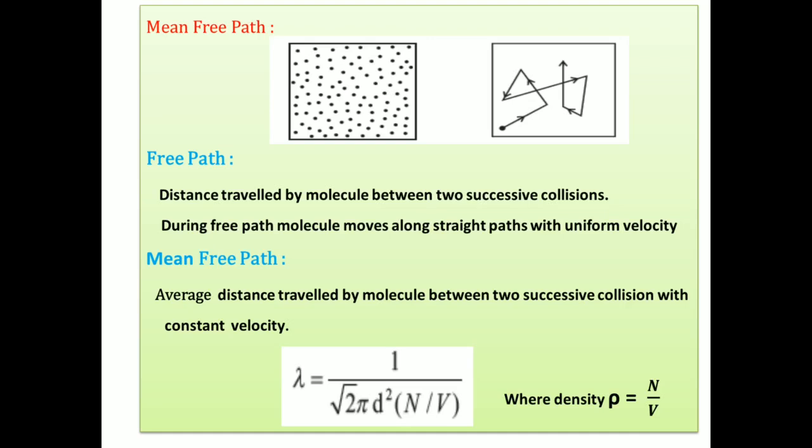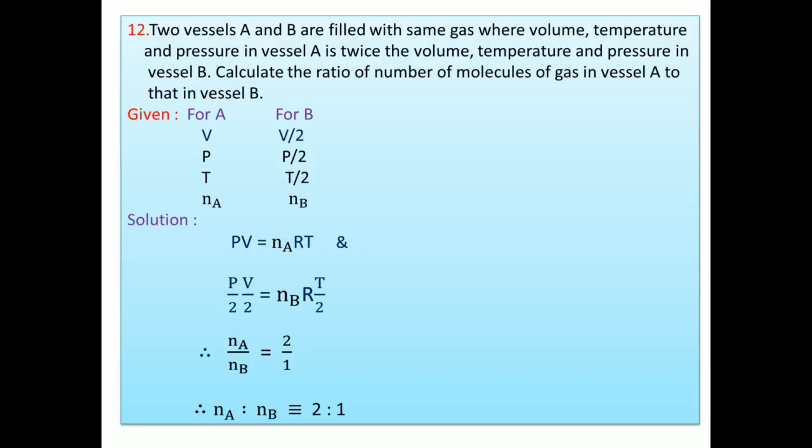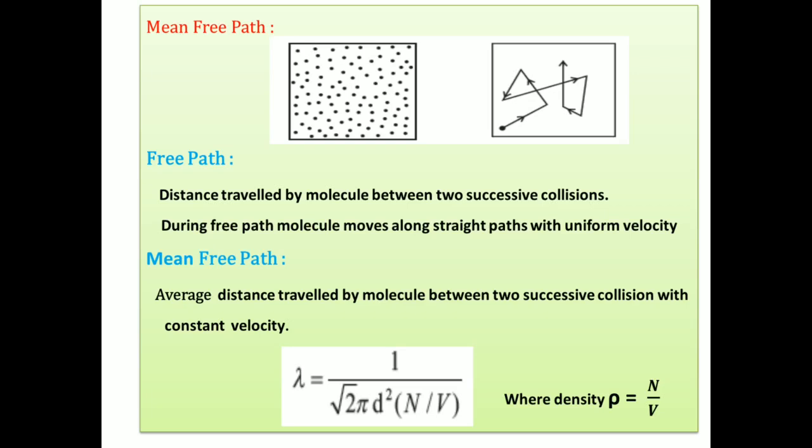So this formula is given in your book directly: 1 upon square root of 2 pi d square n upon v, or you can say density also. Pressure of gas in an enclosure is reduced by evacuating it, means with the help of an evacuation pump we reduce the pressure of the gas when gas is removed from it. So what happens? Density of the gas also goes on decreasing, and we know that as density of the gas decreases, mean free path goes on increasing.